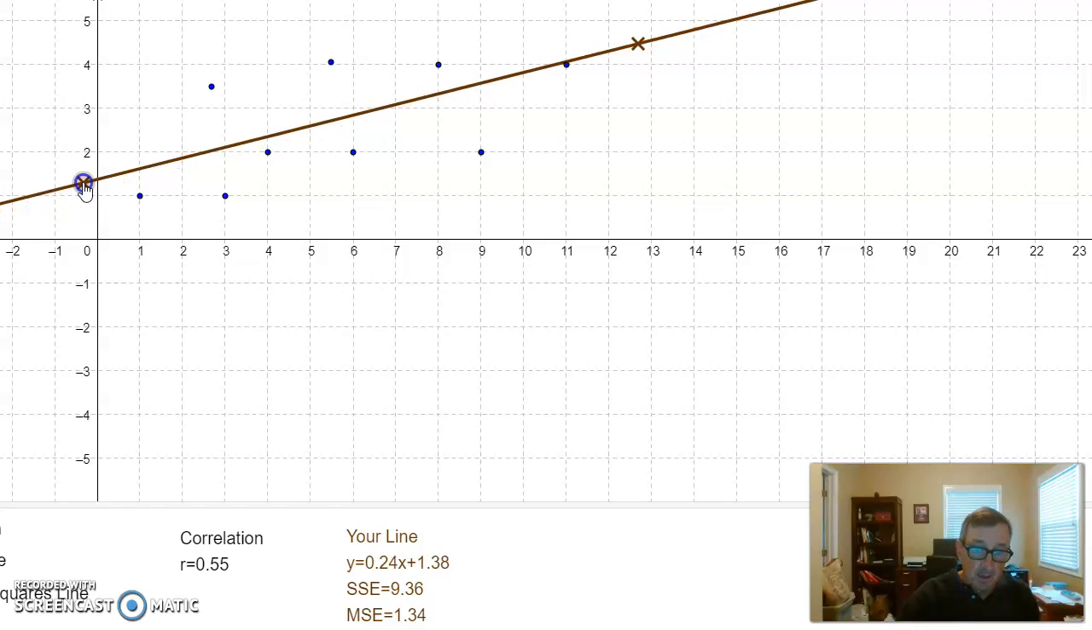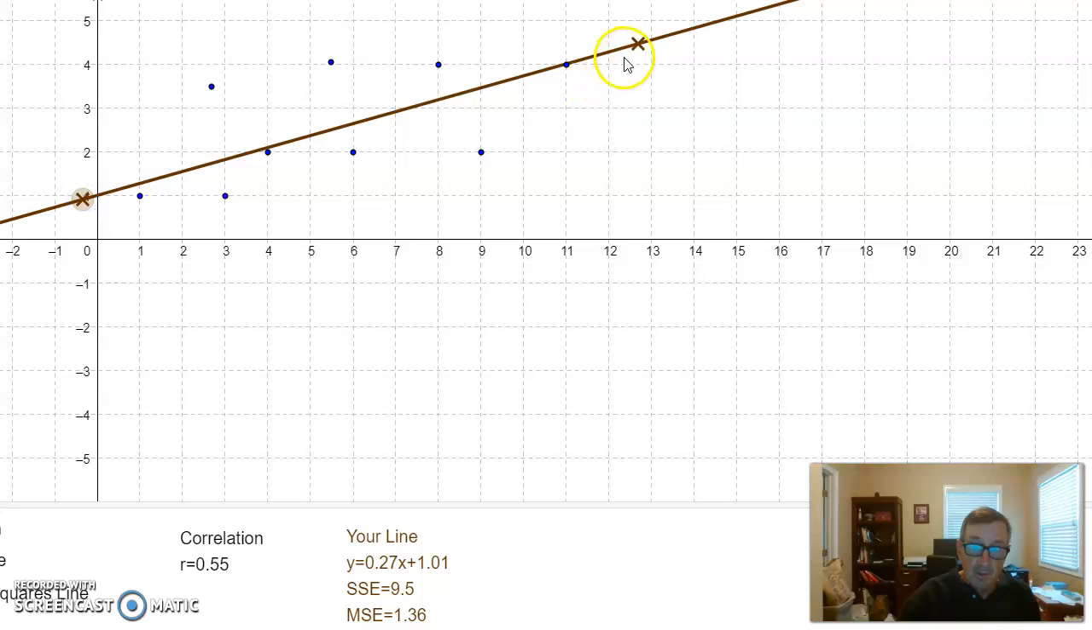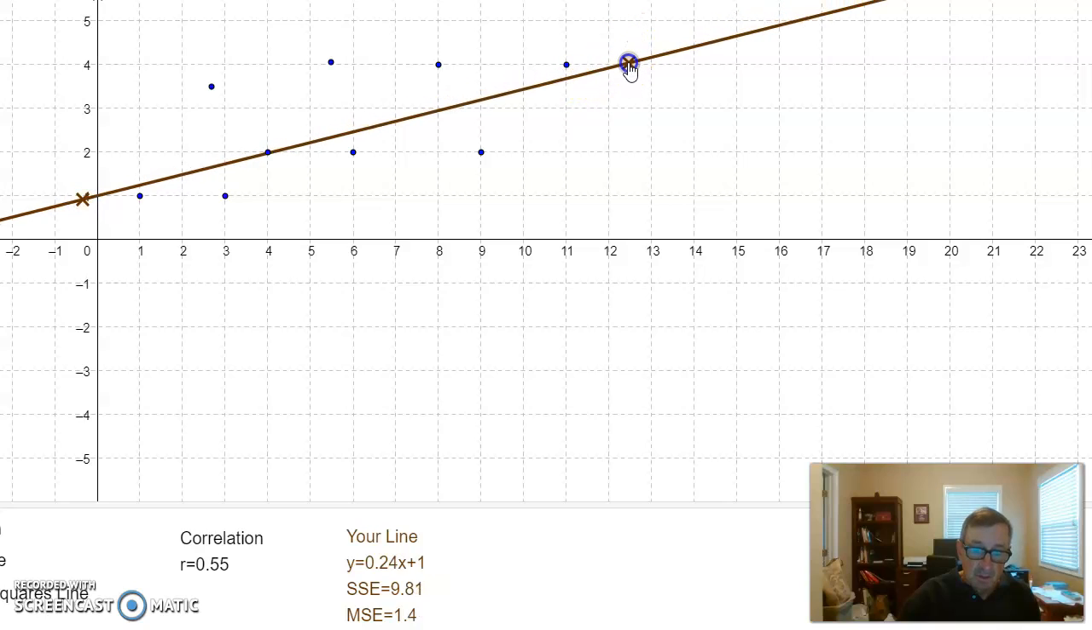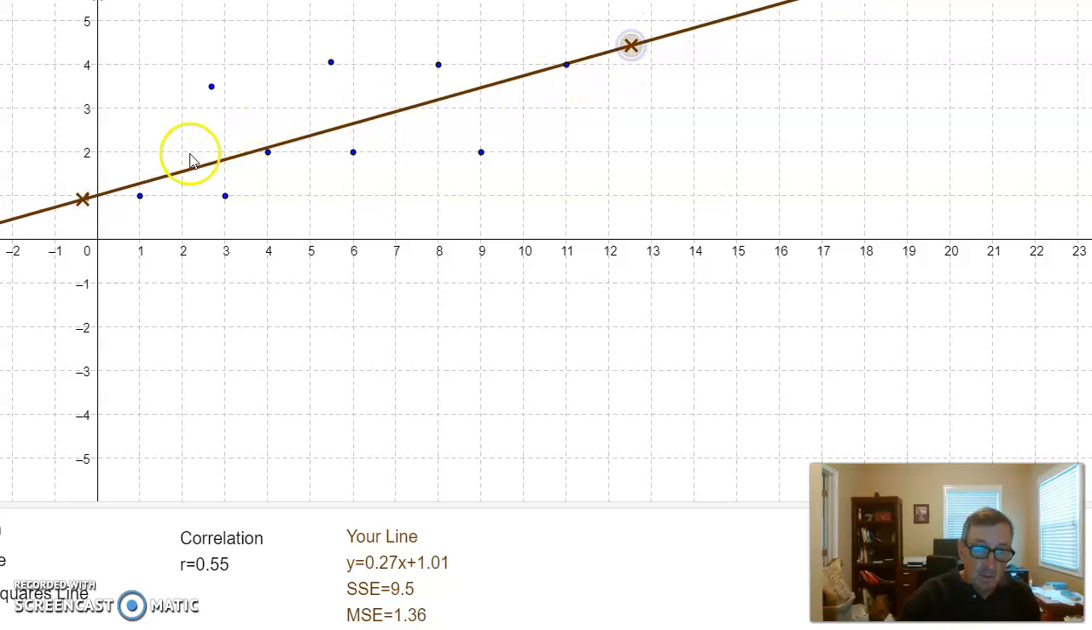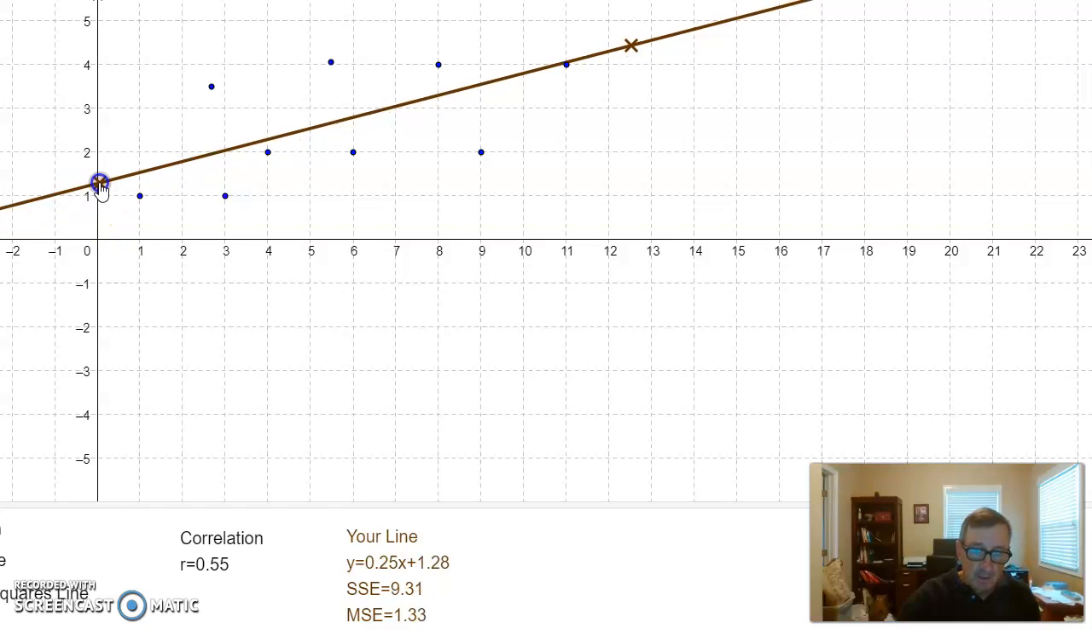9.31. 9.5. Okay, I'll move this one. Well, so far 9.4 was the smallest SSE value. Here we go, 9.31. Well, that's the smallest line that I can get, the smallest value of SSE.